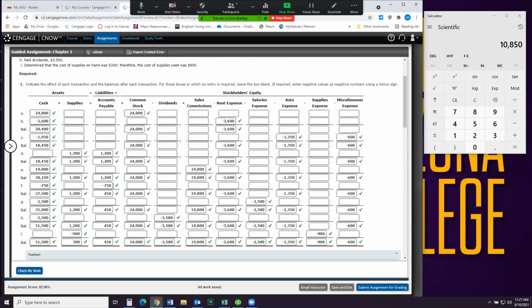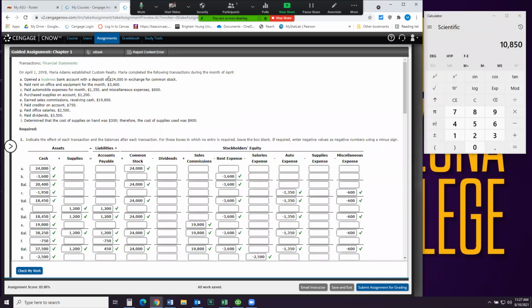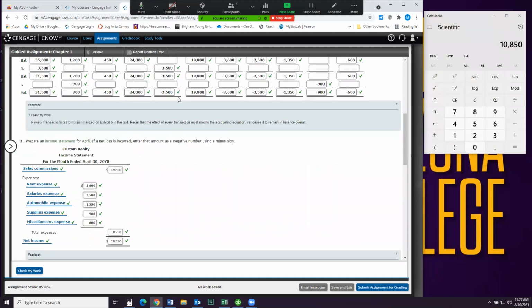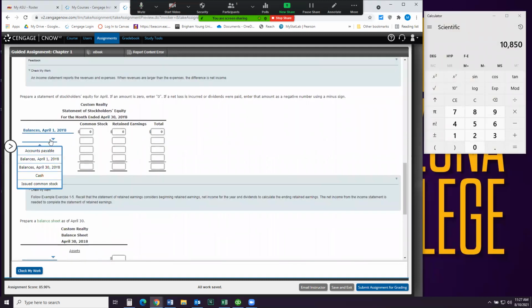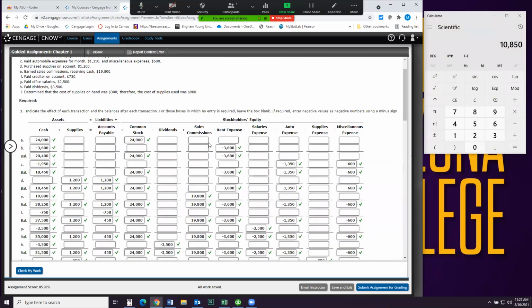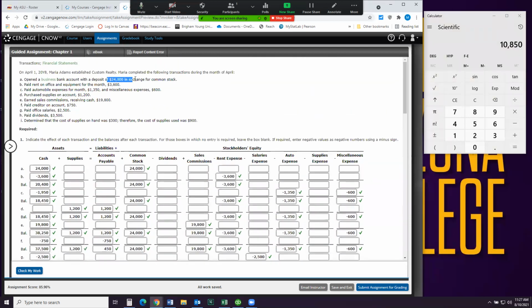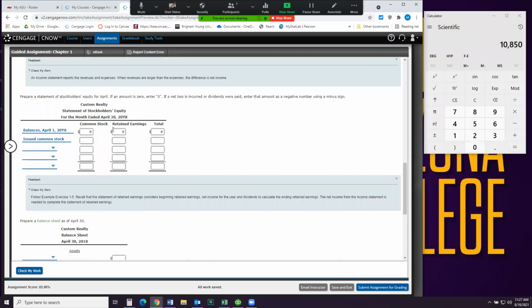Then right off the bat, our first transaction was that we issued common stock. And how much was that? It was $24,000. So we're going to show our common stock goes up by $24,000. There's still no retained earnings. So our total will be $24,000. Then we made net income, and net income will increase our retained earnings.